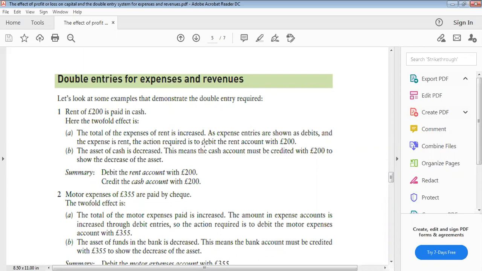So you would debit the rent account with what? 200. And the rent is being paid by cash, so the asset of cash is decreased. This means that the cash account must be credited with 200 to show the decrease of the asset of cash. So you debit the rent account and credit the cash account with the amount.